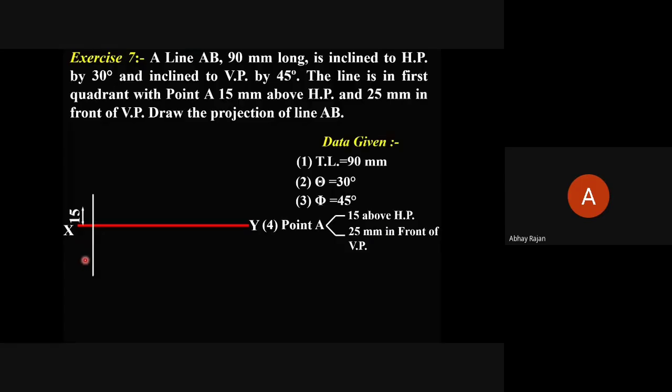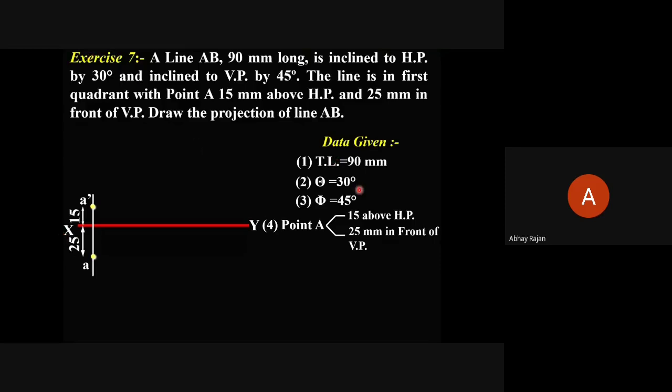So you can name it properly: A dash, since it is the front view, and A for the top view, right? This is 15 mm, so you can dimension it properly. Draw the projector line connecting A dash and A, and give the distances properly, 25 and 50. From there you have to start now.